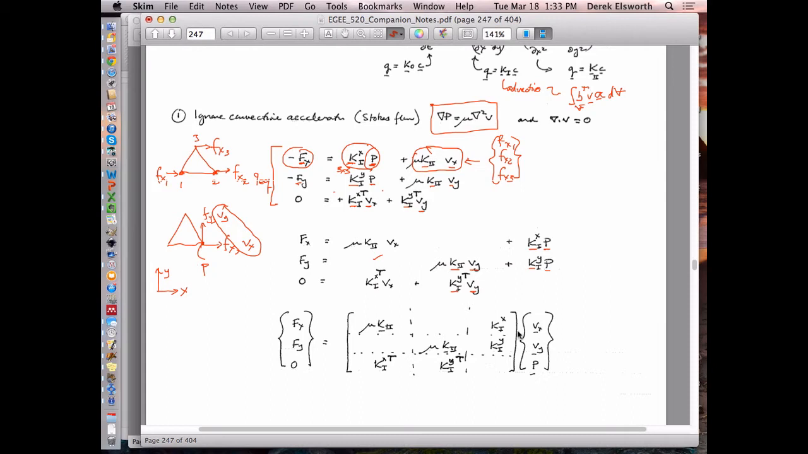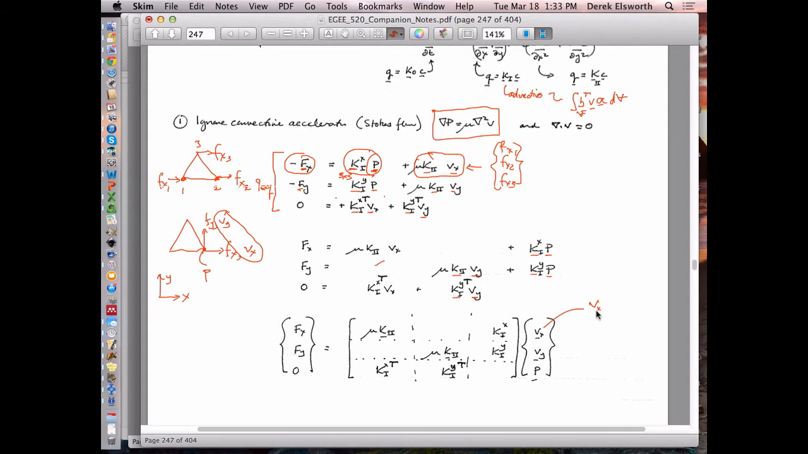And so this is a vector of velocities. This is velocity in the x direction of node 1, velocity in the x direction of node 2, and the velocity in the x direction of node 3. And likewise, velocities in the y direction, node 1, all the way down, and fluid pressures at nodes 1, 2, and 3. So a bit convoluted, but these are all submatrices. These are the other matrices we know.